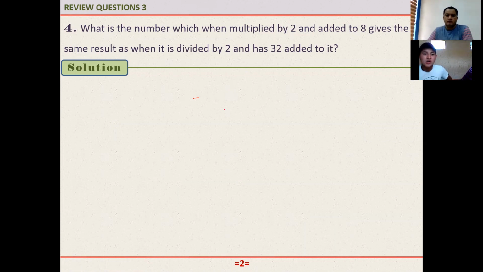What's the number which when multiplied by 2 and added to 8 gives the same result as when it's divided by 2 and has 32 added to it. What is a number?